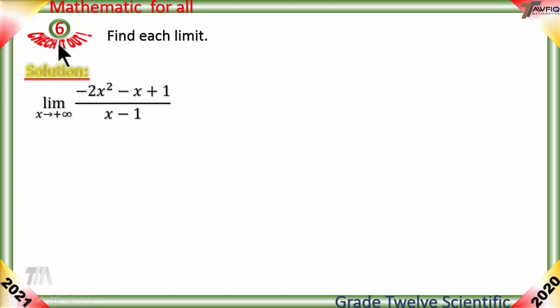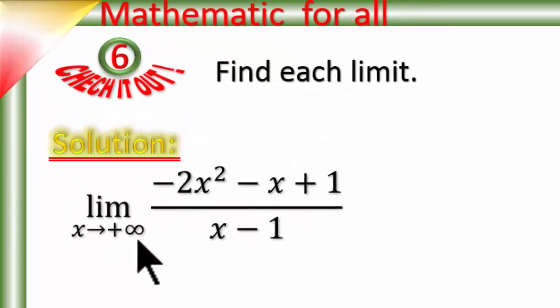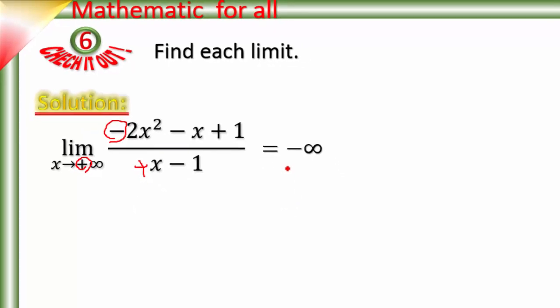Example number 6, or check it out 6. Find each limit. Limit when x approaches positive infinity, minus 2x squared minus 4x plus 1 over x minus 1. To find this limit, only multiply plus times minus times plus is equal to minus. That means this one is equal to minus infinity.